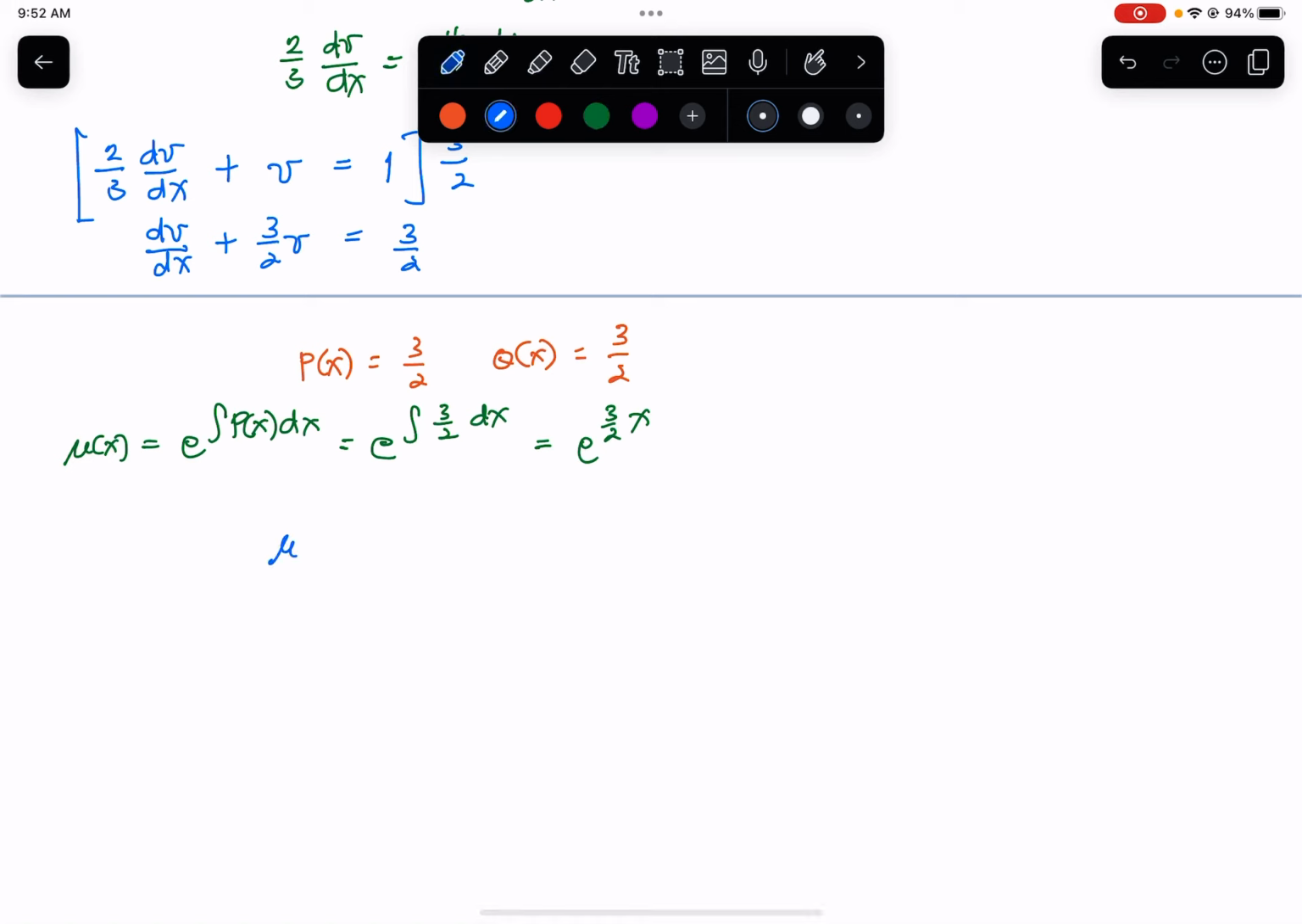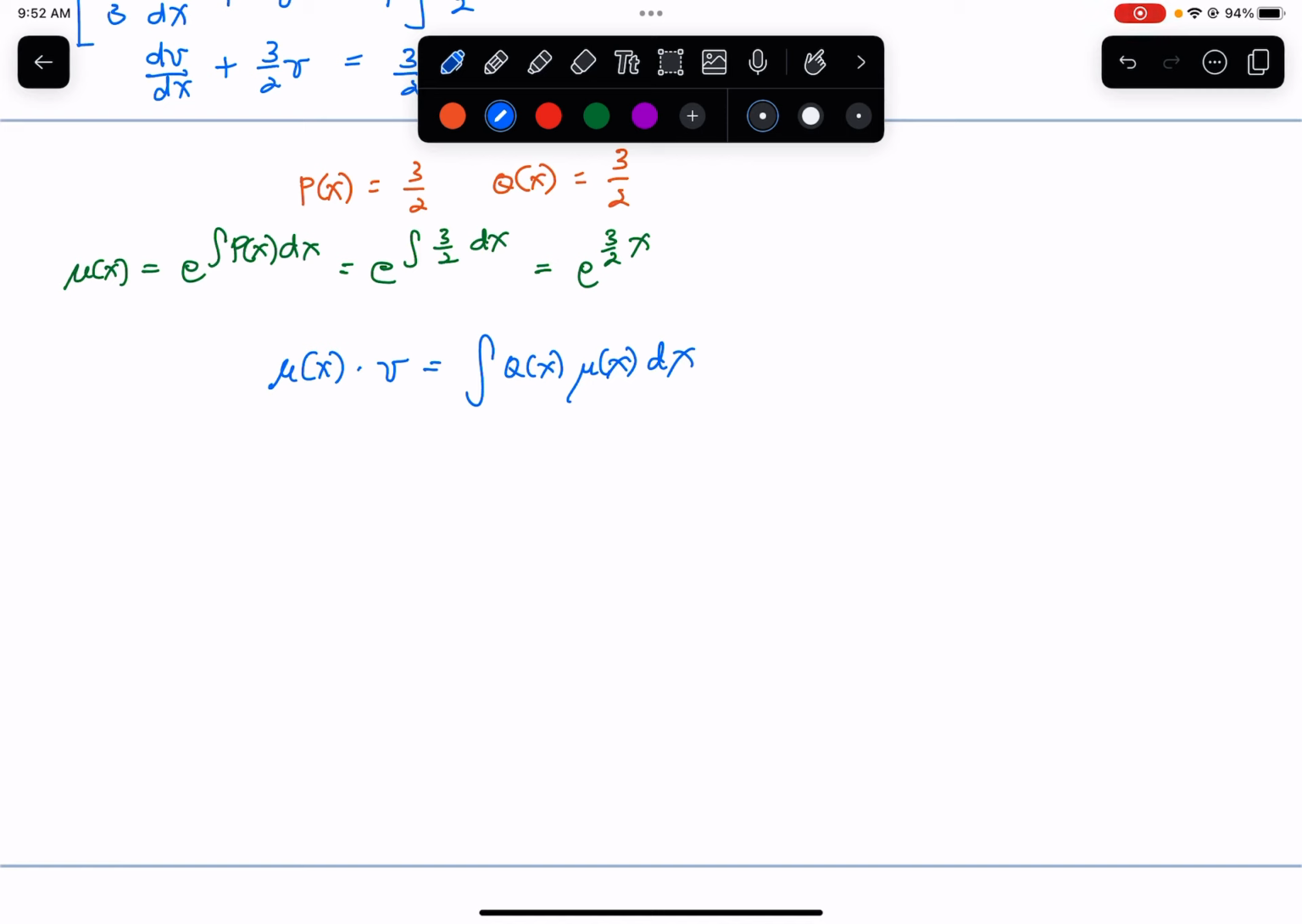So our general working equation then: mu of x times v is equal to the integral of q of x times mu of x dx. Our mu of x is e raised to 3 over 2x, multiplied with v, is equal to, our q of x is 3 all over 2, and then e raised to 3 over 2x dx.